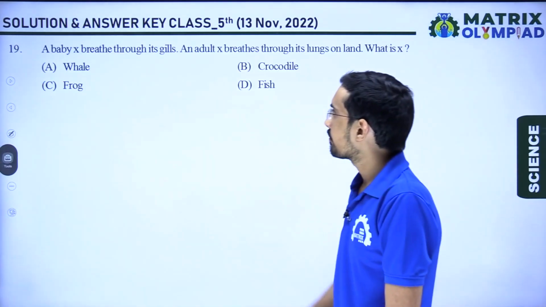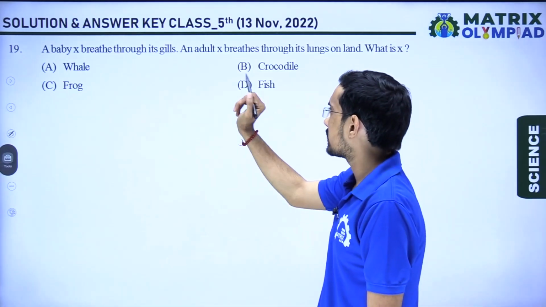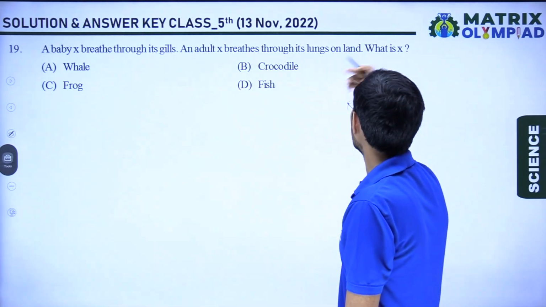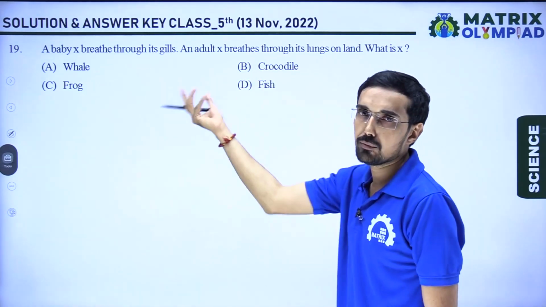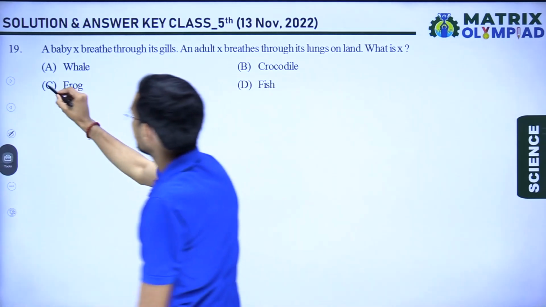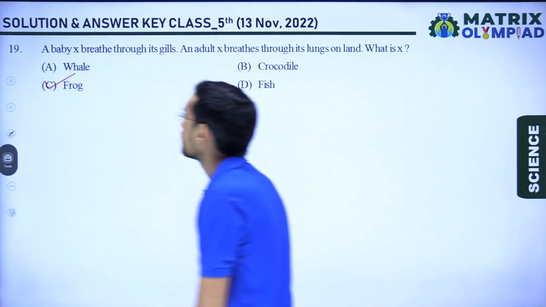Next question. A baby breathes through gills. An adult breathes through the lungs. These are the characteristics of amphibians, and the best example of an amphibian is the frog. Option C is correct.